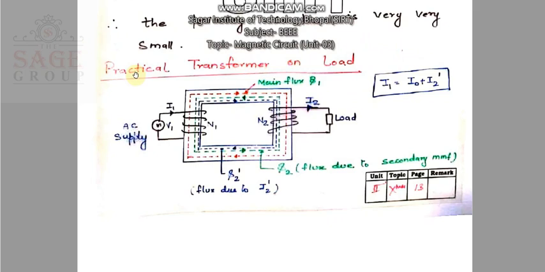Here today we are going to discuss a practical transformer, and in this transformer we are going to connect a load in the secondary winding. That's why I have written here practical transformer with on load condition. That means we are going to connect a load in the secondary of the transformer. So let us start. What happens when we connect a load in the secondary winding?